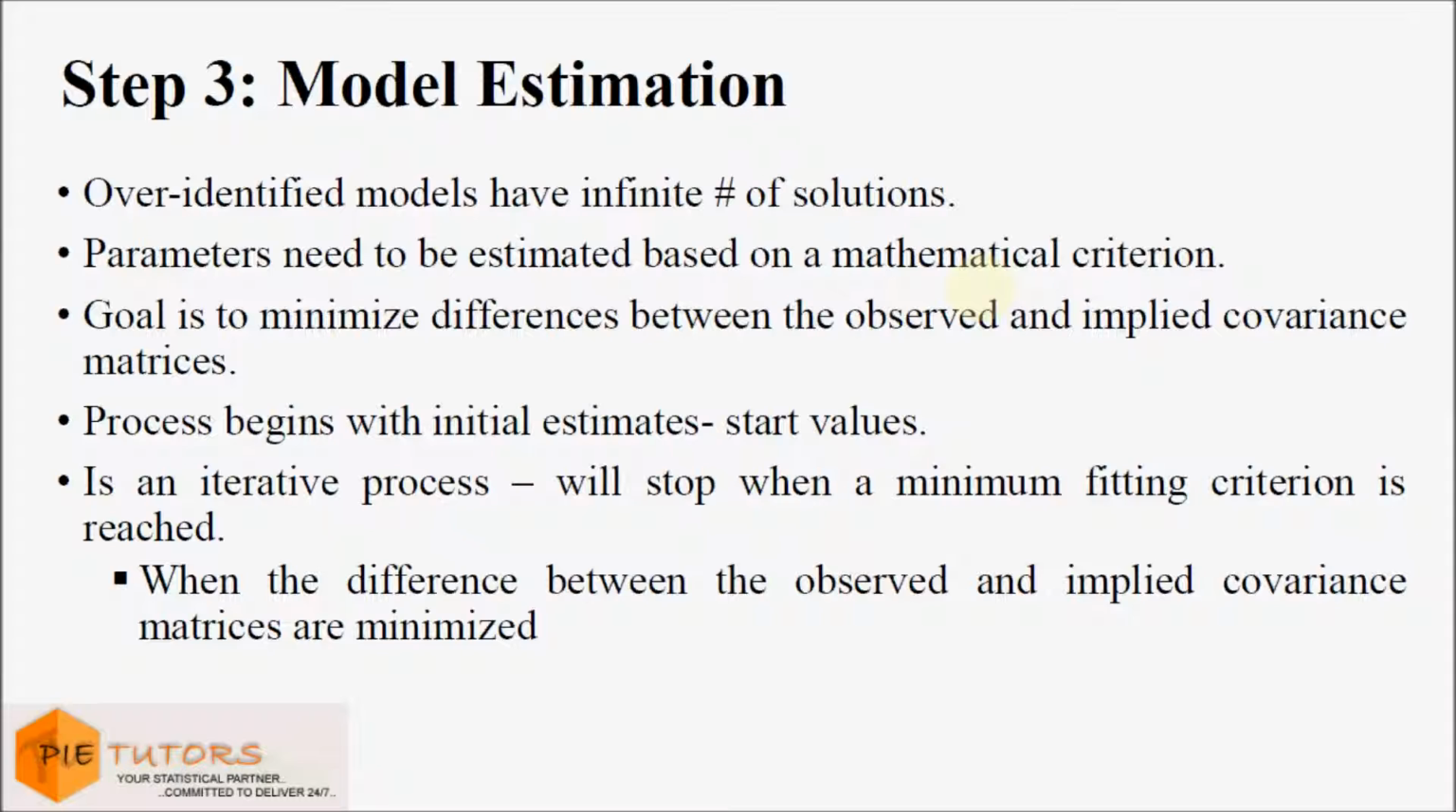The goal in SEM estimation is to minimize the difference between the observed and implied covariance matrices. The implied covariance matrix is the one that is specified within the model, and the observed covariance matrix is the matrix determined by the observed variables. The most widely used estimation procedure in SEM is maximum likelihood estimation. Maximum likelihood estimation is a full information method, that is, all the parameters are calculated at once.